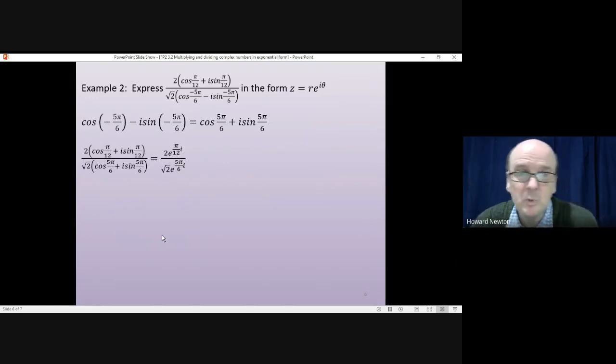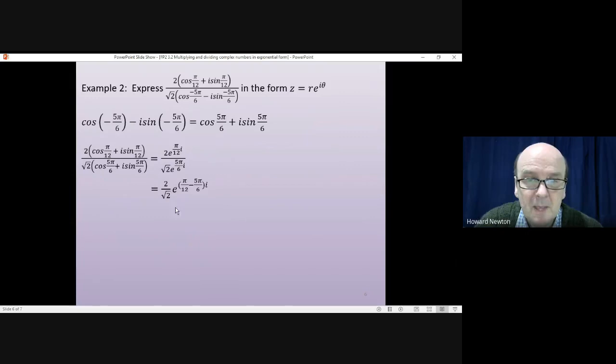Having done that, we'll then use the rule that we found at the beginning of this lesson, that if you're going to divide one complex number by another, then it is easy as long as the numbers are in exponential form. You divide the two moduluses, so we'll get 2 divided by root 2, and we subtract the two arguments. So we'll get pi by 12 take away 5 pi by 6. Pi by 12 take away 5 pi by 6 gives us minus 3 pi by 4. So that's the answer in the form they've asked for. Root 2 e to the power of minus 3 pi by 4 times i.